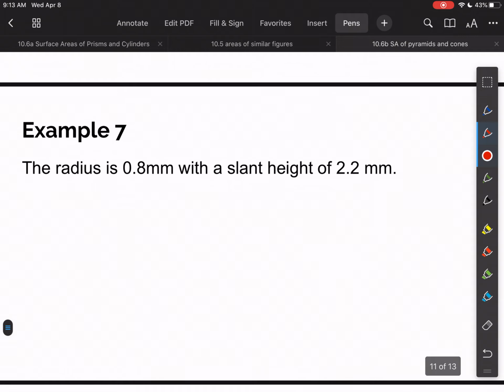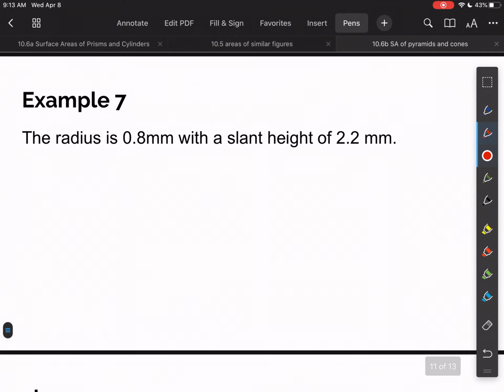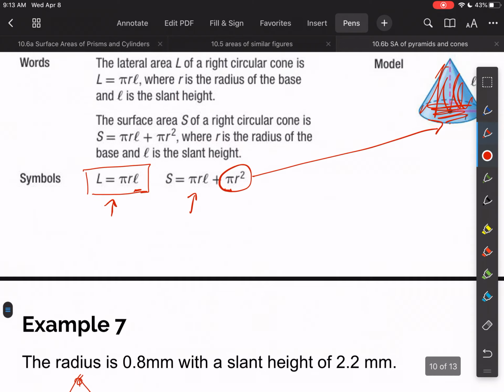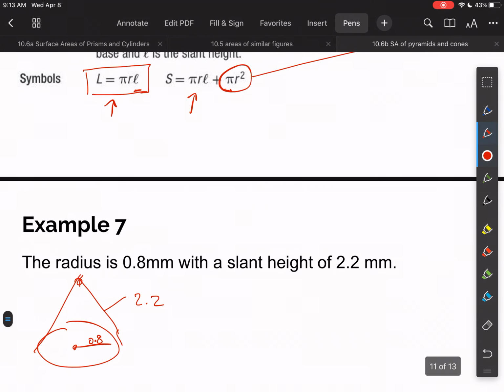So example 7 here. We're looking at a cone that has a radius of 0.8 and a slant height of 2.2. So here's our cone. That's everything that we need, right? So to find our lateral area here, we're going to do pi times r times L.